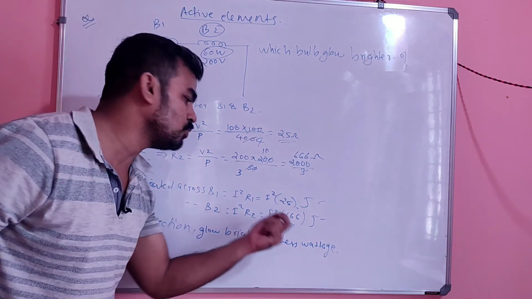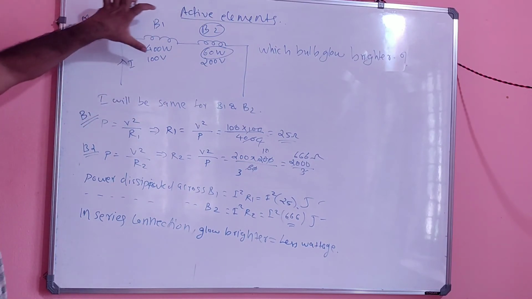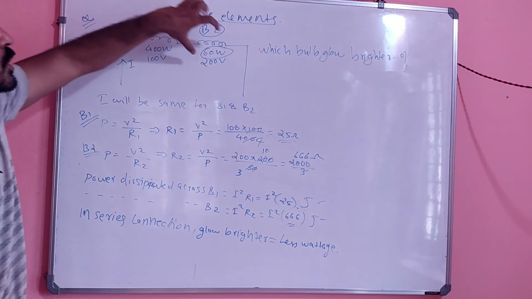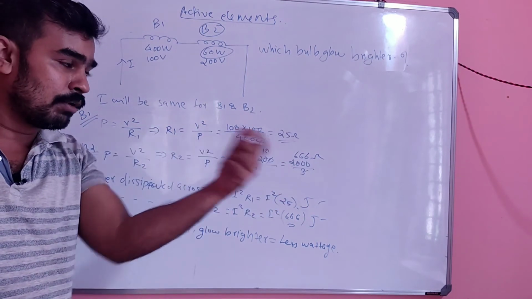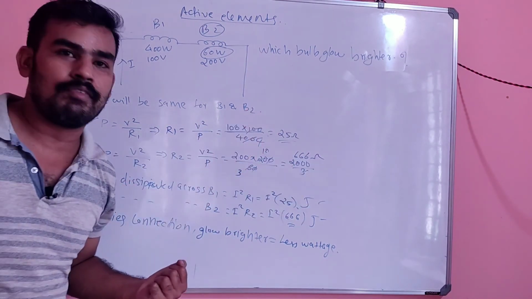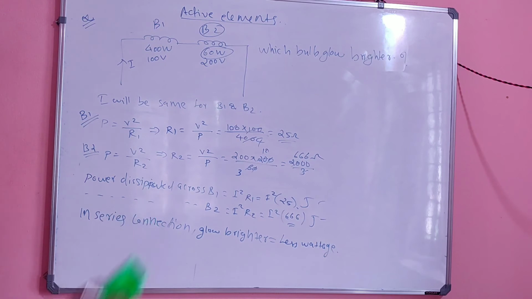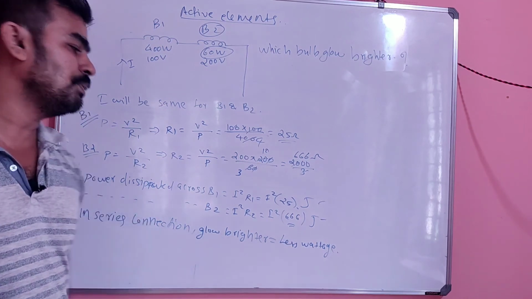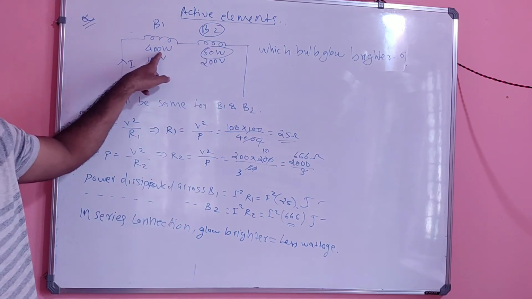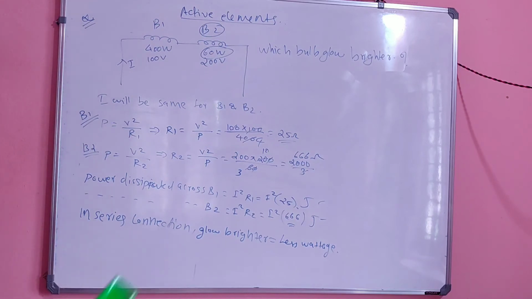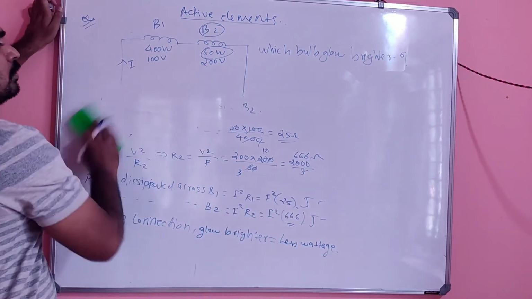So in series connection you can solve like this. The concept is that I will be same for B1 and B2. So you found the value of I square into R here and I square into R here. I square into R is nothing but the power dissipated. You can see the dissipation in the form of light and heat. So in series connection, the brighter glowing lamp will be the less wattage lamp. This is 400 watt and this is 60 watt. So if you connect two lamps in series, you will see that the lesser wattage lamp will glow brighter. Clear?